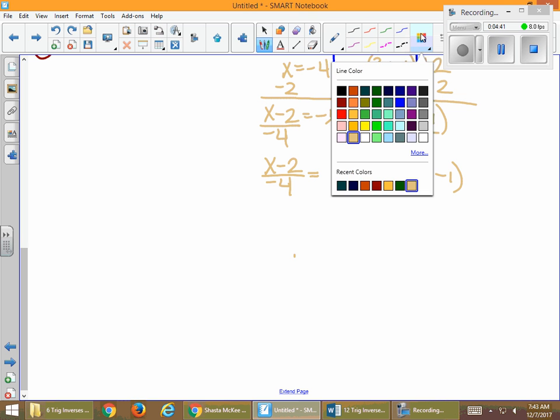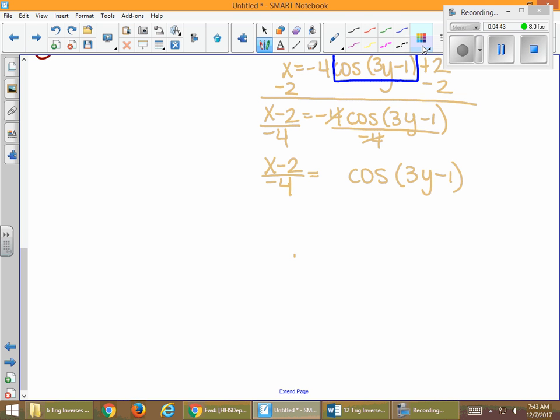And now we use the inverse. Now that we have that cosine term by itself, in order to undo cosine and unpack that 3y minus 1, we have to use the inverse. So you can write it as arc cosine, or you can write it as cosine to the -1. Either way, that's what cancels that cosine. Can't divide by it, can't multiply it, have to use the inverse.